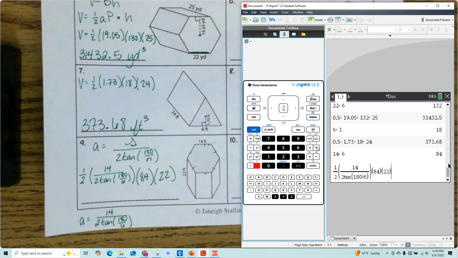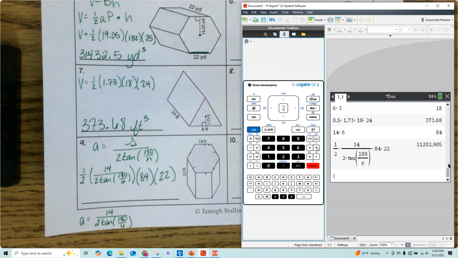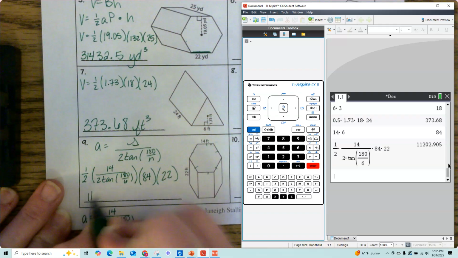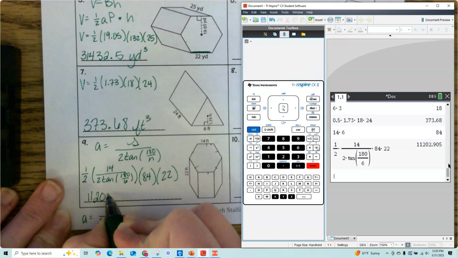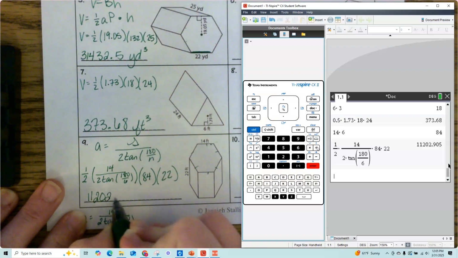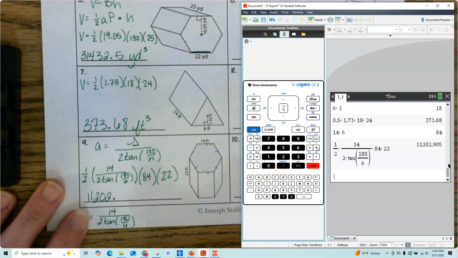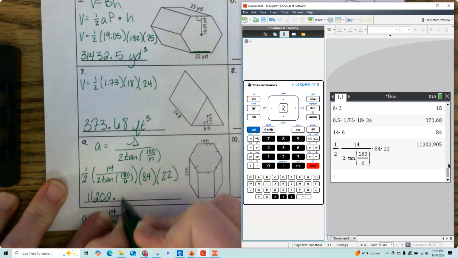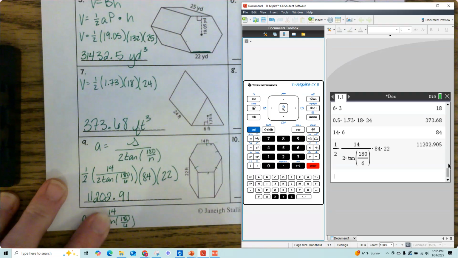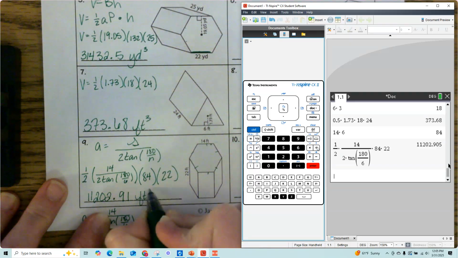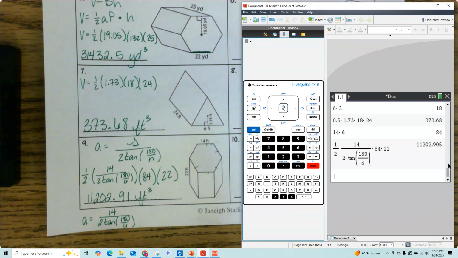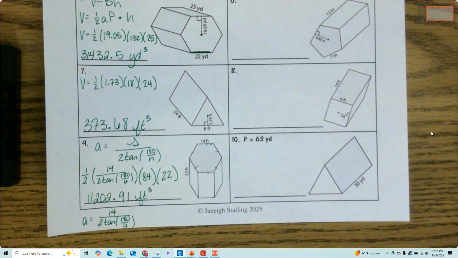Okay. Ooh. All right. 1 1 2 0 2. Now we got to round this one. 0.905. 0.91 feet cubed. You only have one that you have to do like that.